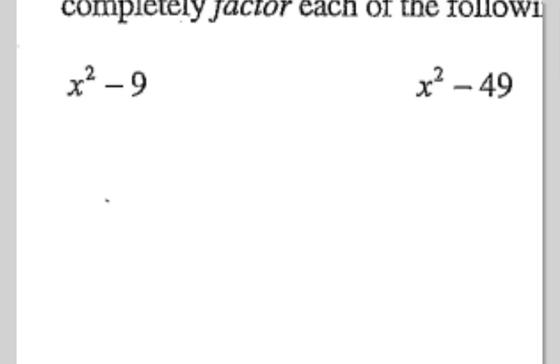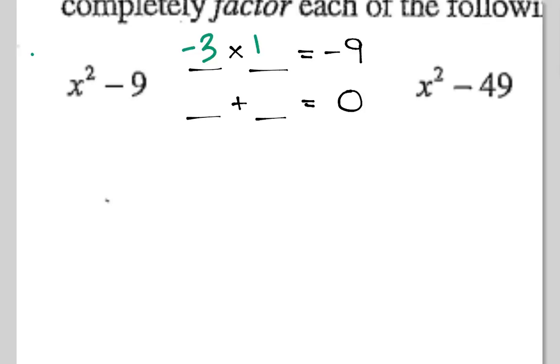X squared minus 9. If we were to do it the old way, you would be like, okay, I need two numbers that multiply to negative 9. And I need two of those numbers that add to, wait a sec, there's no middle term. So if there's no middle term, it must have been 0. Can you think of two numbers that multiply to negative 9 and add to 0? Negative 3, positive 3. So how could we factor this?